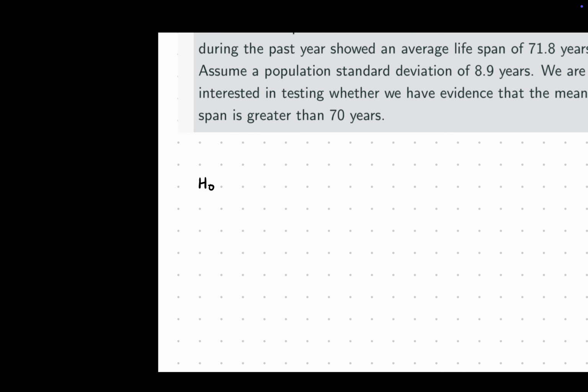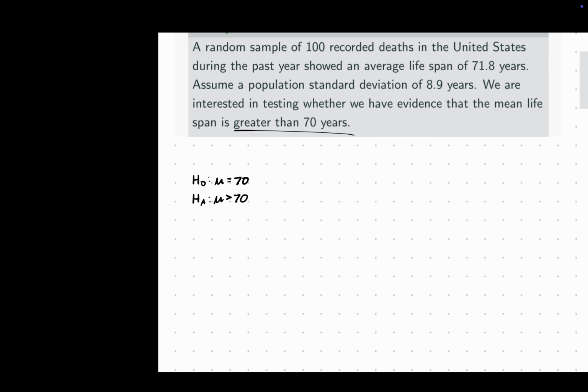So our null hypothesis H0 is that our mean is 70 years, and then our alternate hypothesis HA is that our mean is greater than 70 years, because we want to test if it's greater than 70 years. And it doesn't give us an alpha value in this problem, but usually if they don't give you an alpha value, we can assume that it will be 0.05, so 5%. It's a common alpha value that's used.